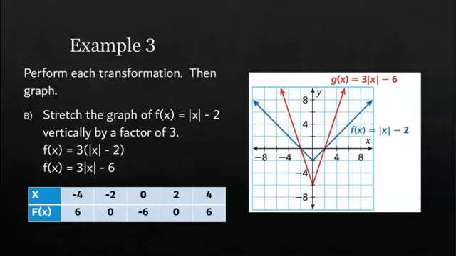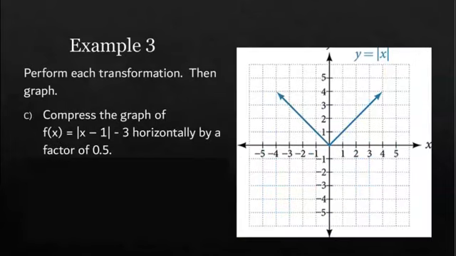Okay, so we have one last example. Again, we're working with a stretch or a compression. We're asked to compress the graph of f of x equals the absolute value of x minus 1 minus 3 horizontally by a factor of 0.5. Now, the factor is 0.5, and it's a horizontal compression.